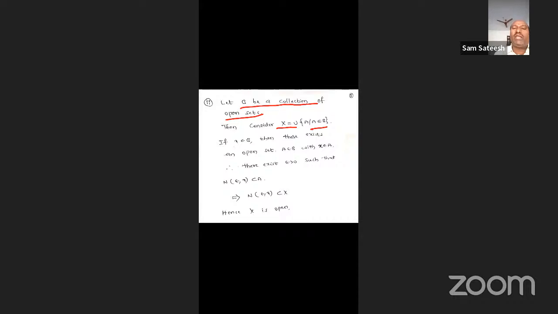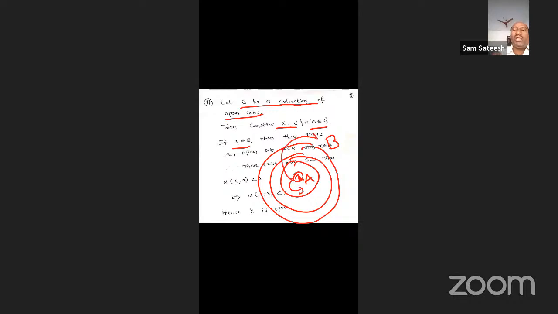Suppose we take a point x. The point is in the union. First of all, x belongs to A, and next, A belongs to B. So the point x is in the union, and x is in A, and A is a subset of the union.